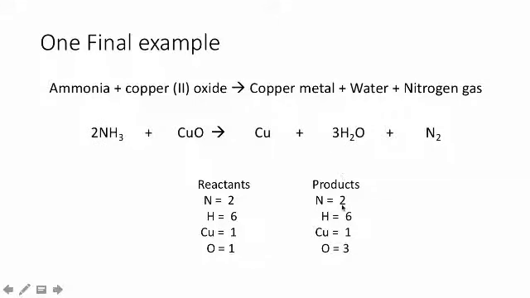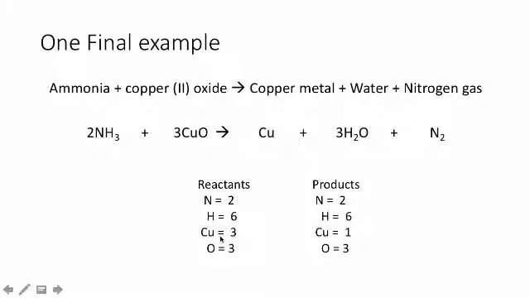Once I've done this, my nitrogen, my hydrogen, and my copper are balanced, but my oxygen is in excess on the product side. So I need to increase the copper on the reactant side. I'm going to do this by adding a coefficient in front of the copper oxide. I've added a coefficient of 3. This increases the number of oxygens to 3, which is the same as the product side, but it's also increased the number of copper to 3.